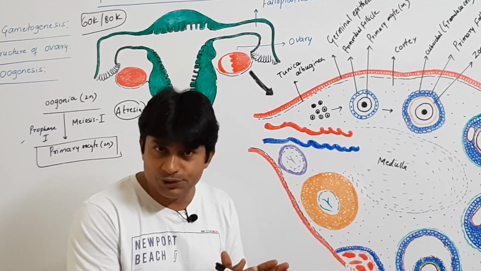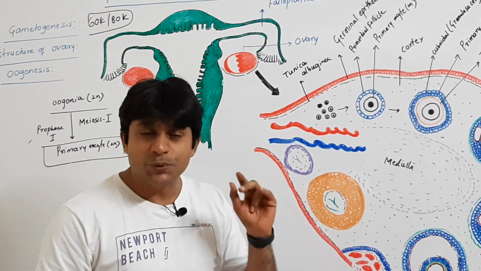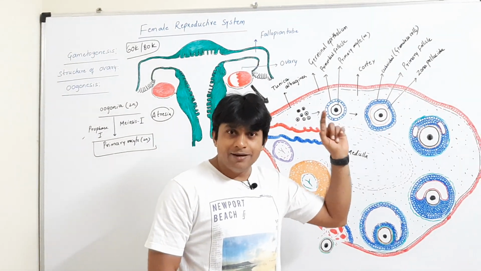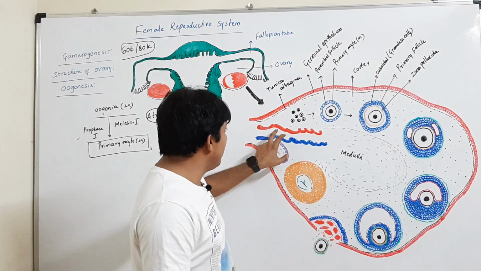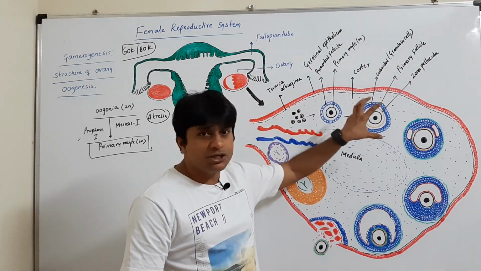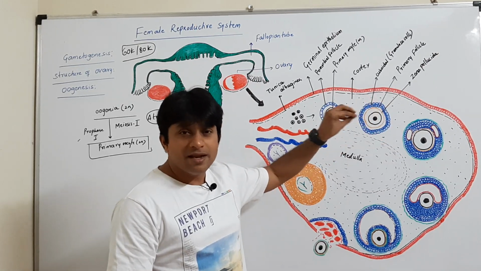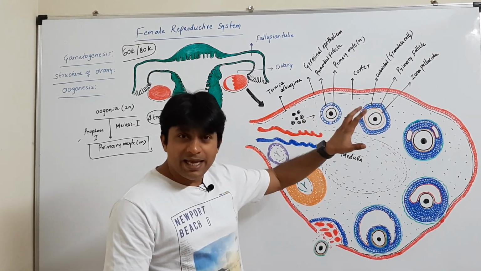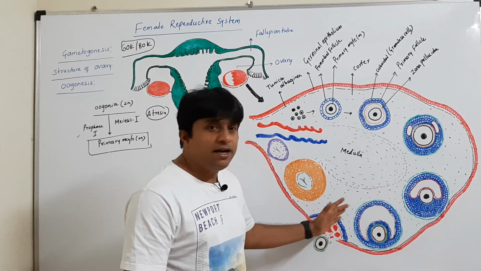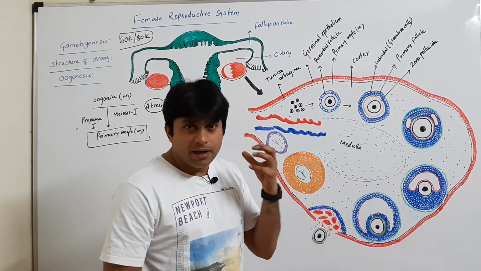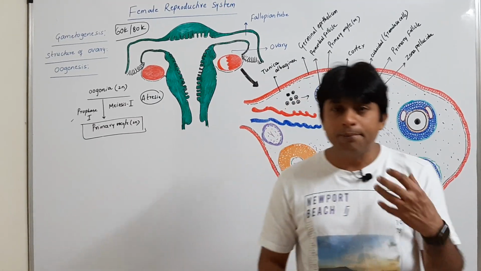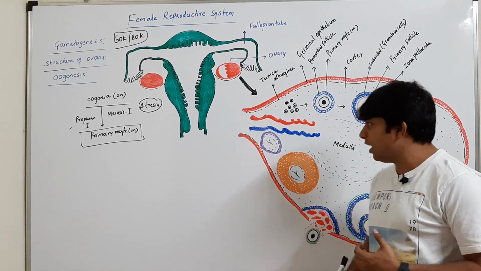Now the next question: how do these two hormones reach the ovary? They are produced from the pituitary gland, and from there, through blood circulation, they reach the ovary, where you can see blood vessels. Let us find out how exactly they influence the development of the primary follicle to a final matured follicle, and how the secondary oocyte is formed and released by a process called ovulation. Okay, fine.